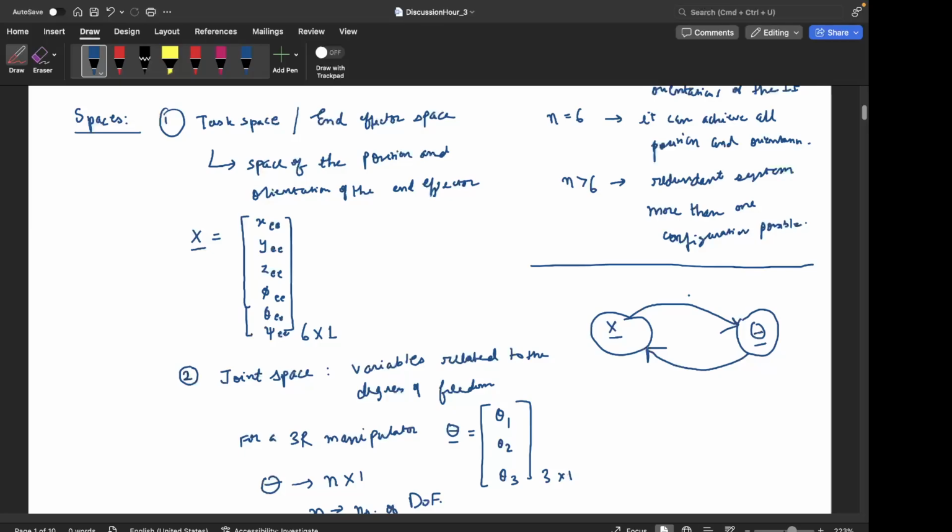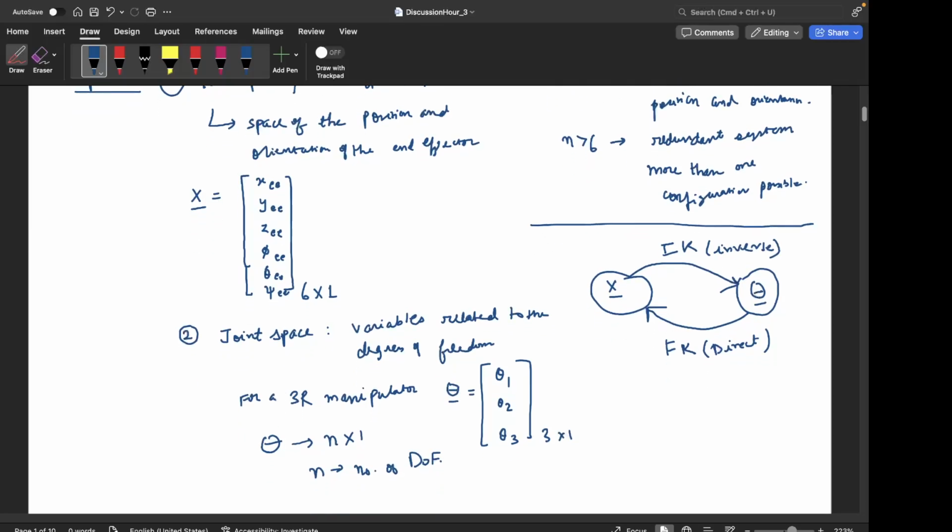So going this way is forward kinematics, or as described in lectures, the direct kinematics, and going from task space to the joint angles is the inverse kinematics, right?